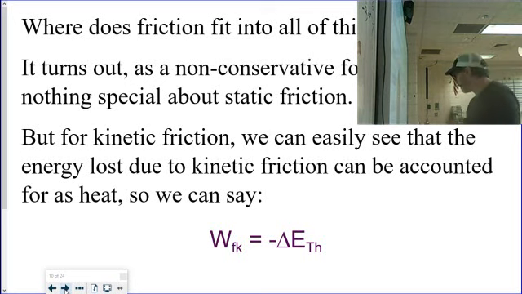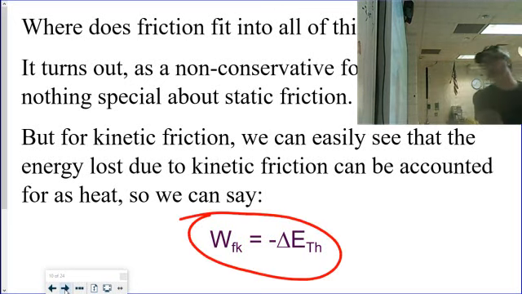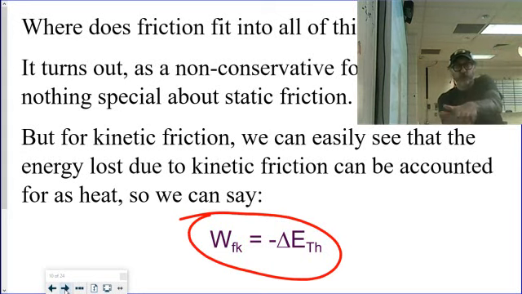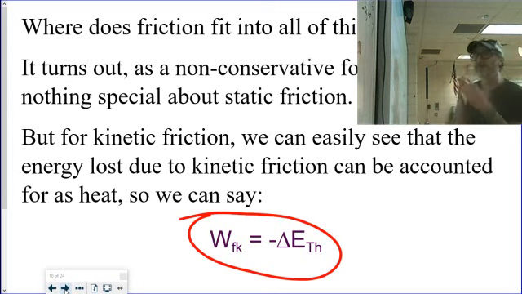So it turns out that if you calculate the work done by friction, that is equal to but opposite the change in thermal energy. When I rub my hands together, friction is working against me. So friction is doing negative work, and as a result, I'm gaining heat energy as my hands get hotter.